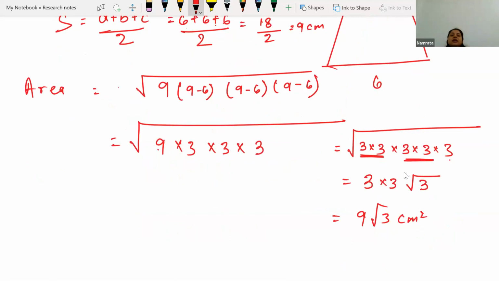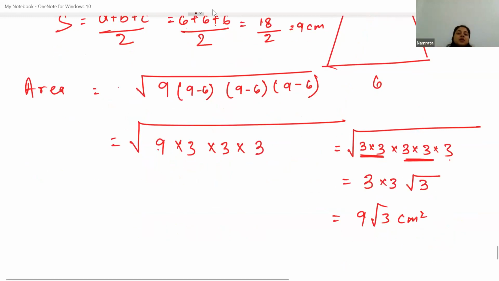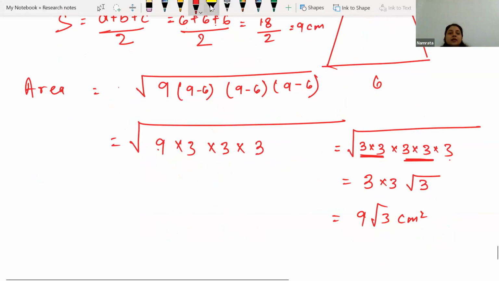Let's check for the equilateral triangle. Have we got 9 root 3 by using that height formula and everything? So here we ended up getting 9 root 3. What about there? Let's see.